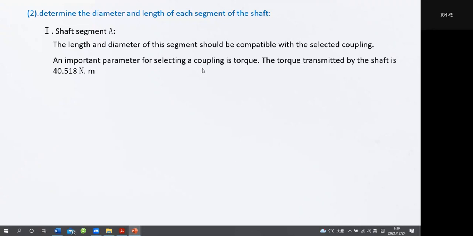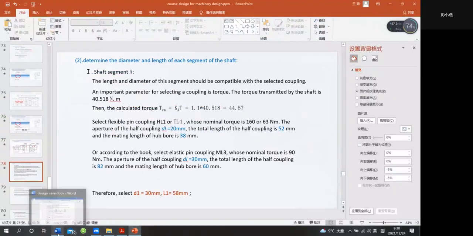Before we select a coupling, we should determine the torque transmitted by the shaft. We have the input torque for shaft one, which we listed in the table. Then considering the factor Ka, the calculated torque Tca is Ka times the transmitted torque. So the calculated torque is 44.56, and then we should choose a coupling.